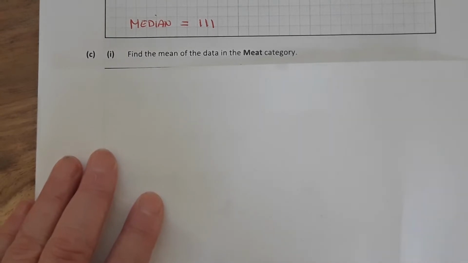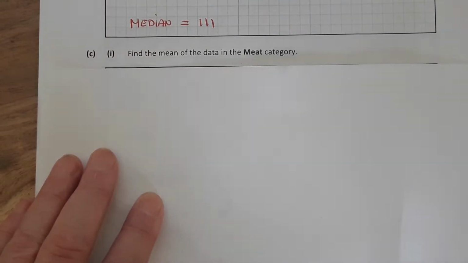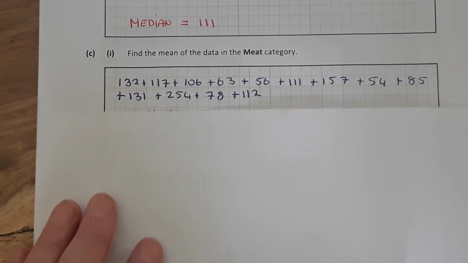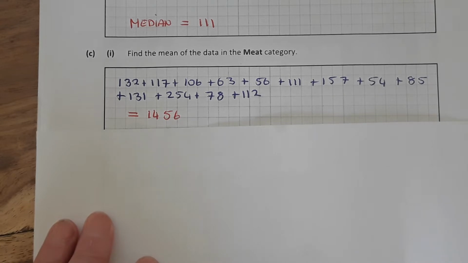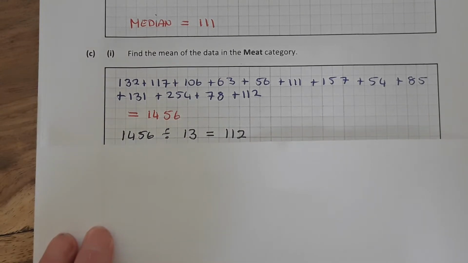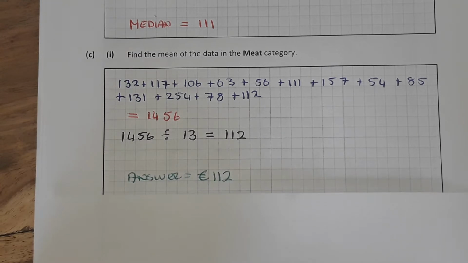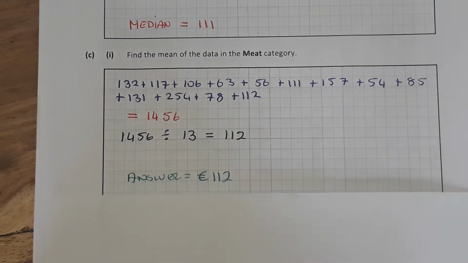Next, you have to find the mean of the data in the meat category. So the mean is the same as the average. So the first thing you have to do is add them all up. Okay, so add them all together. You get 1456. Then you divide it by the amount of numbers that are there. There's 13, so 1456 divided by 13 gives you 112. So your answer, the mean, is 112.